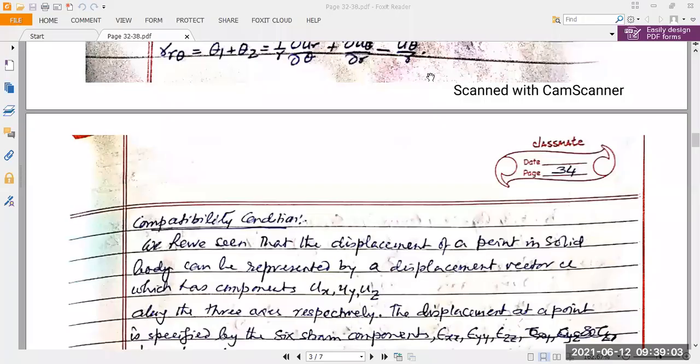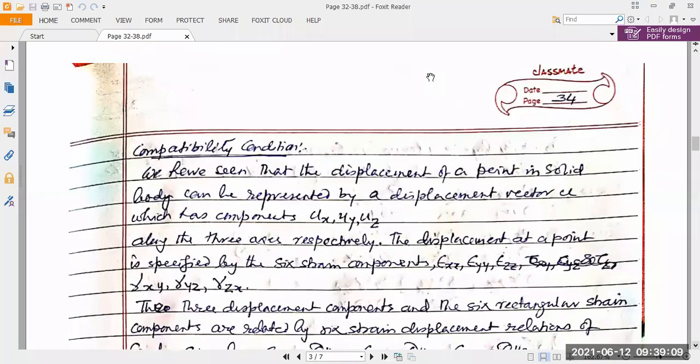Now let us do the compatibility. Let us start the beginning of the compatibility equation. We have seen that the displacement of a point in a solid body can be represented by a displacement vector, which has components u_x, u_y and u_z itself. u_x is the cosine of the angle subtended by this displacement vector with the x-axis. u_y is similarly the cosine of the angle subtended with the y-axis, and u_z is the cosine of the similar angle subtended with the z-axis. Along these three axes, these are the coordinates of the point respectively itself.